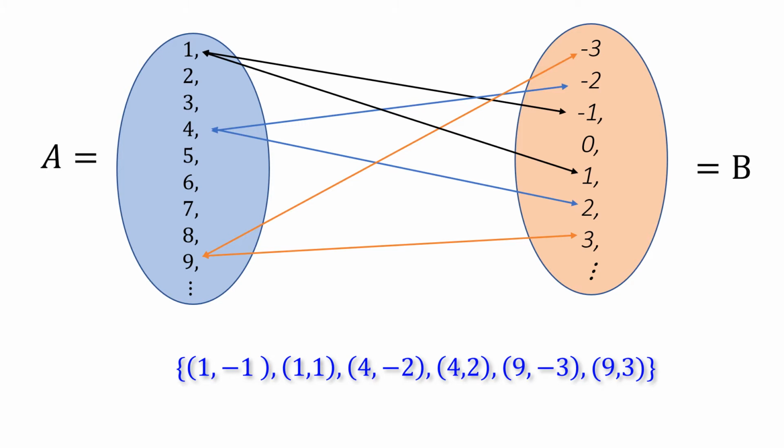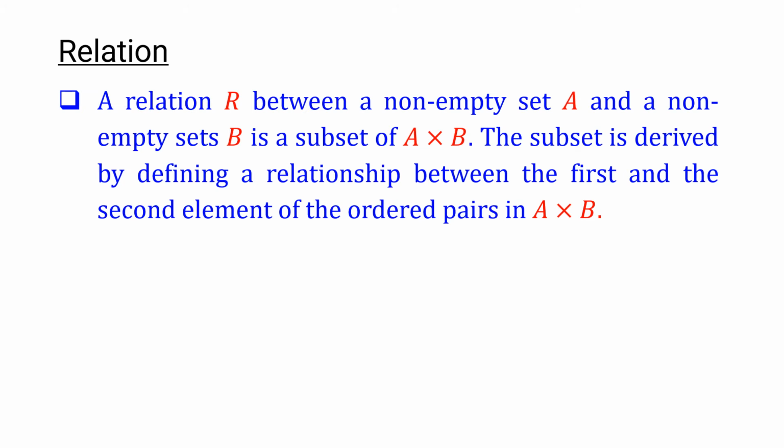We write the pairs as follows: (1, minus 1), (1, 1), (4, minus 2), (4, 2), (9, minus 3), (9, 3). This set of pairs is a subset of the Cartesian product of sets, and this is called a relation from A to B. Therefore, we see that a relation R between a non-empty set A and a non-empty set B is a subset of the Cartesian product of sets A and B.